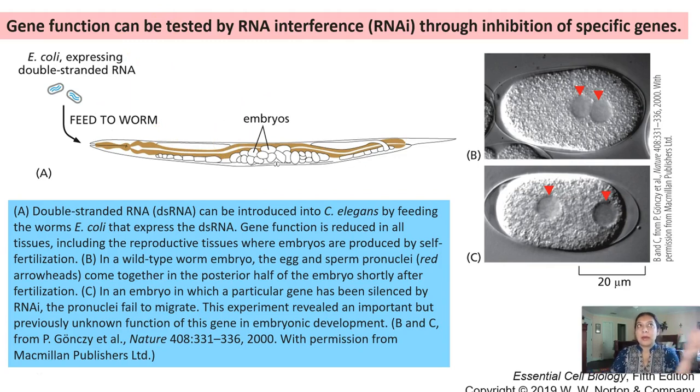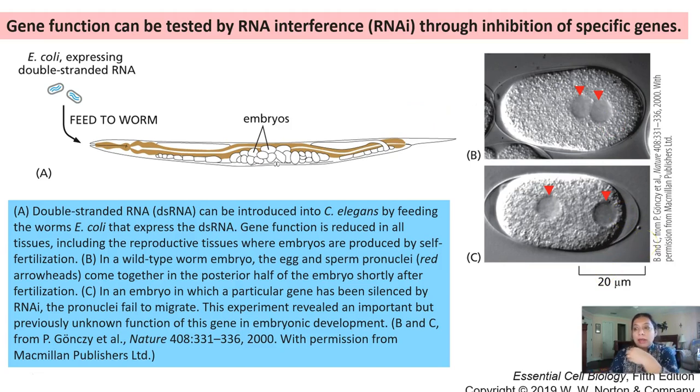So not only are you going to be examining the effect in the adult organism, but also you will be looking at how it affects their reproductive ability and how it affects the resulting progeny. So here in panel B versus C, in panel B you have a wild type worm embryo. So from these C. elegans, you see the egg and the sperm pronuclei coming together by cell fertilization. They are going to be forming the fully fertilized embryo soon. However, in C, you have the particular gene silenced, and in this case, these nuclei fail to migrate and merge together. So this is extremely important.